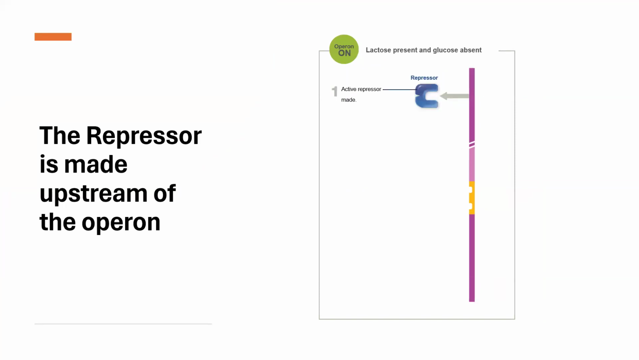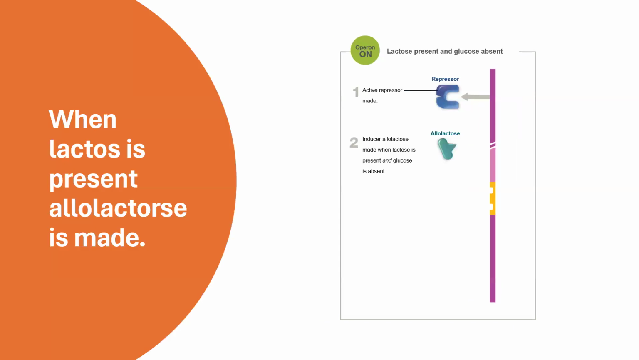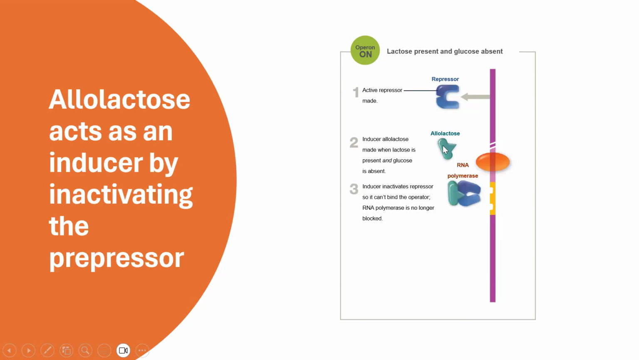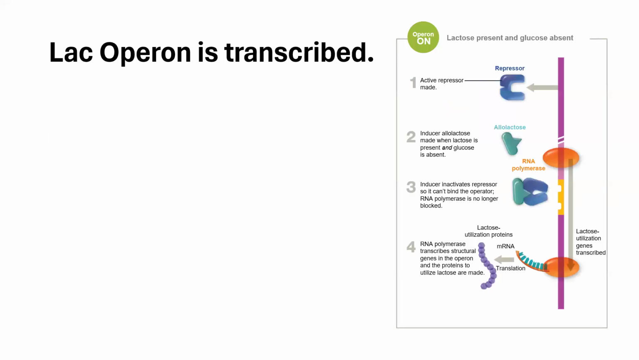Now, in the event where lactose is present and glucose is absent, the repressor is made just as before. But in the presence of lactose, you get the formation of allolactose, which is represented by this green guy here. Allolactose can bind to the repressor, and you see that it changes the shape of that repressor, preventing it from being able to bind to that operator. And since the repressor can't bind to the operator, transcription can occur. RNA polymerase binds to the promoter and goes on ahead.